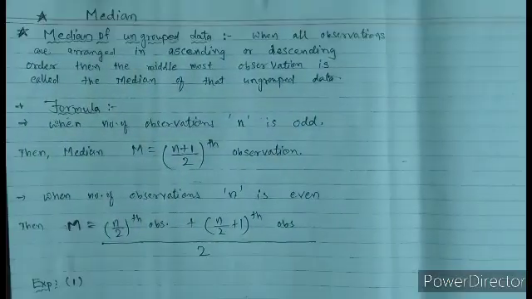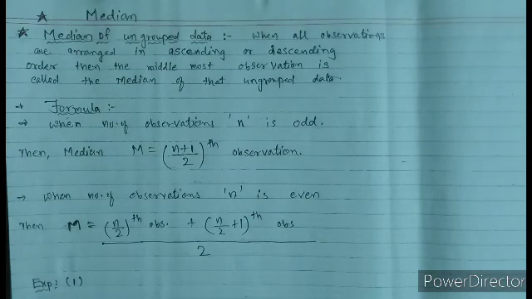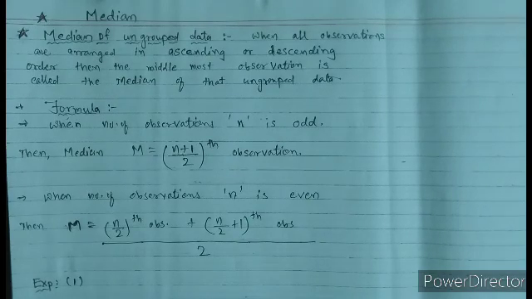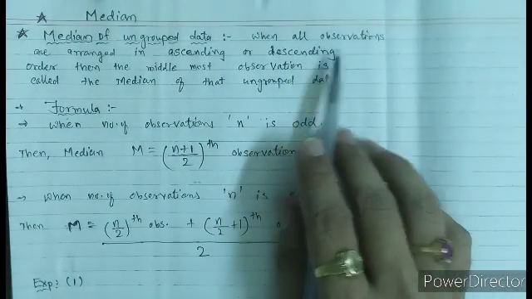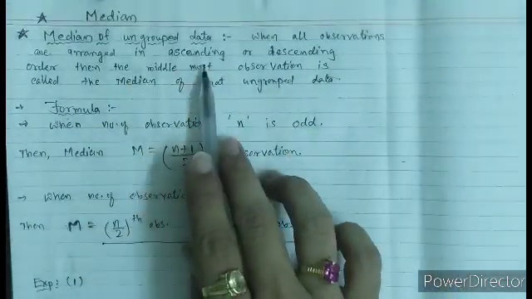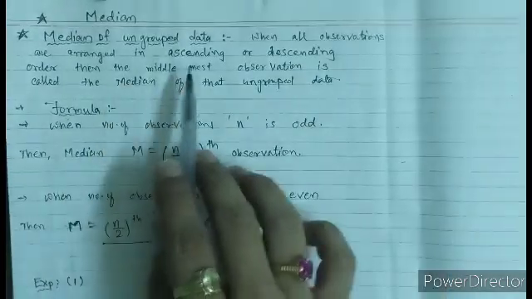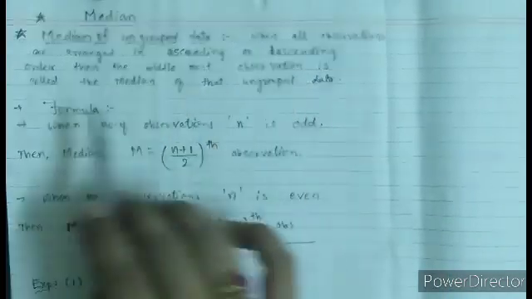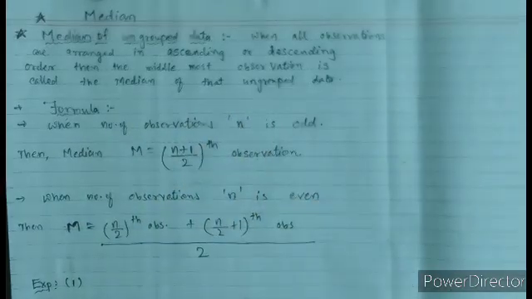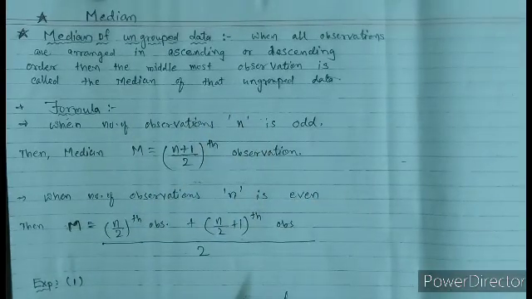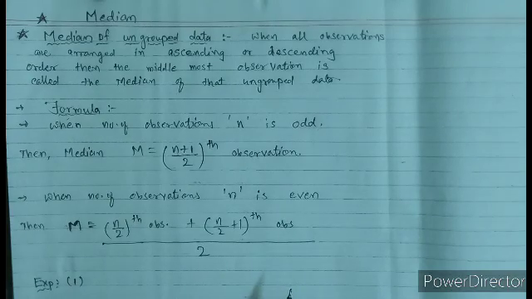Before we start with distributed data, let us have a look at the 9th standard topic, median of ungrouped or undistributed data. Let us understand first of all what is the median of an ungrouped data. In 9th standard we have studied that when all the observations are arranged in ascending or descending order, then the middlemost observation is called the median of that ungrouped data. It means median is the middlemost observation in an ascending or descending arrangement.